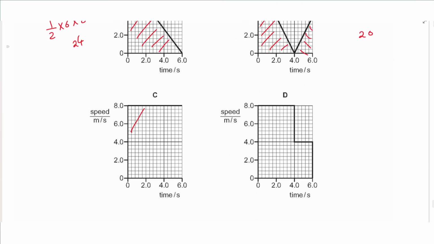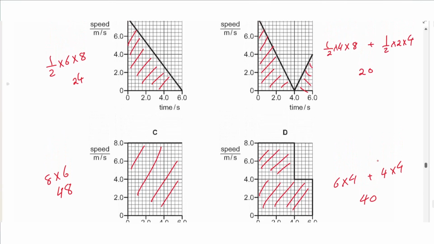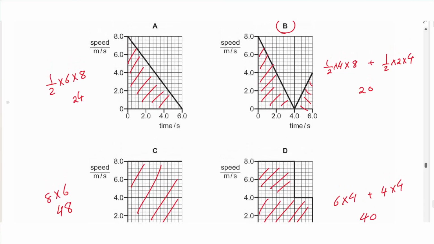The next one is a rectangle, so we multiply length by width. 8 multiplied by 6, that gives an answer of 48. Here we have two rectangles. The bottom one is 6 multiplied by 4. The top one is 4 multiplied by 4. So we have a total here of 40. So the smallest distance would be for B.